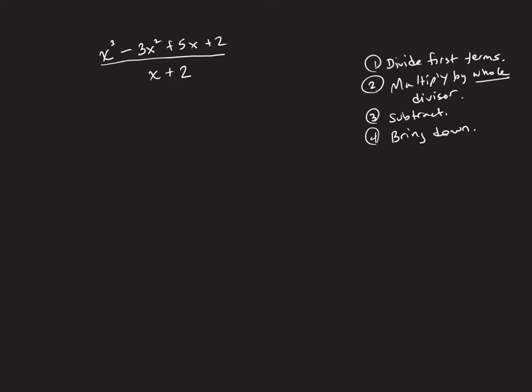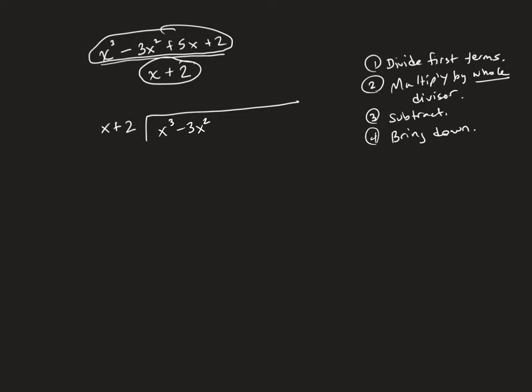So the first thing I'm going to do is set up my little division house. And remember, the thing on the bottom of the fraction, the denominator, goes on the outside of the little house as the divisor. And the thing on top, the numerator, goes on the inside of the house as the dividend. So the thing on the outside is the divisor, the thing on the inside is the dividend. Now, the algorithm for long division is still divide, multiply, subtract, bring down, just like it was with numbers. But there's a slight adjustment when we're doing it with polynomials.